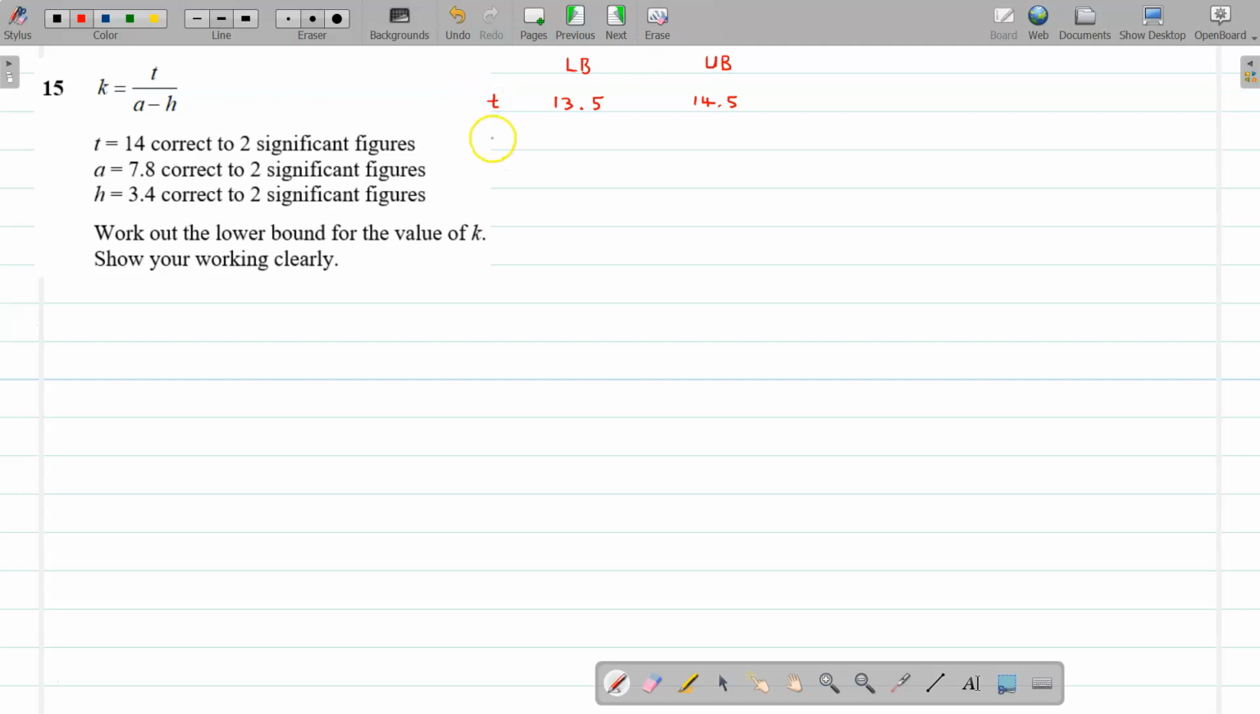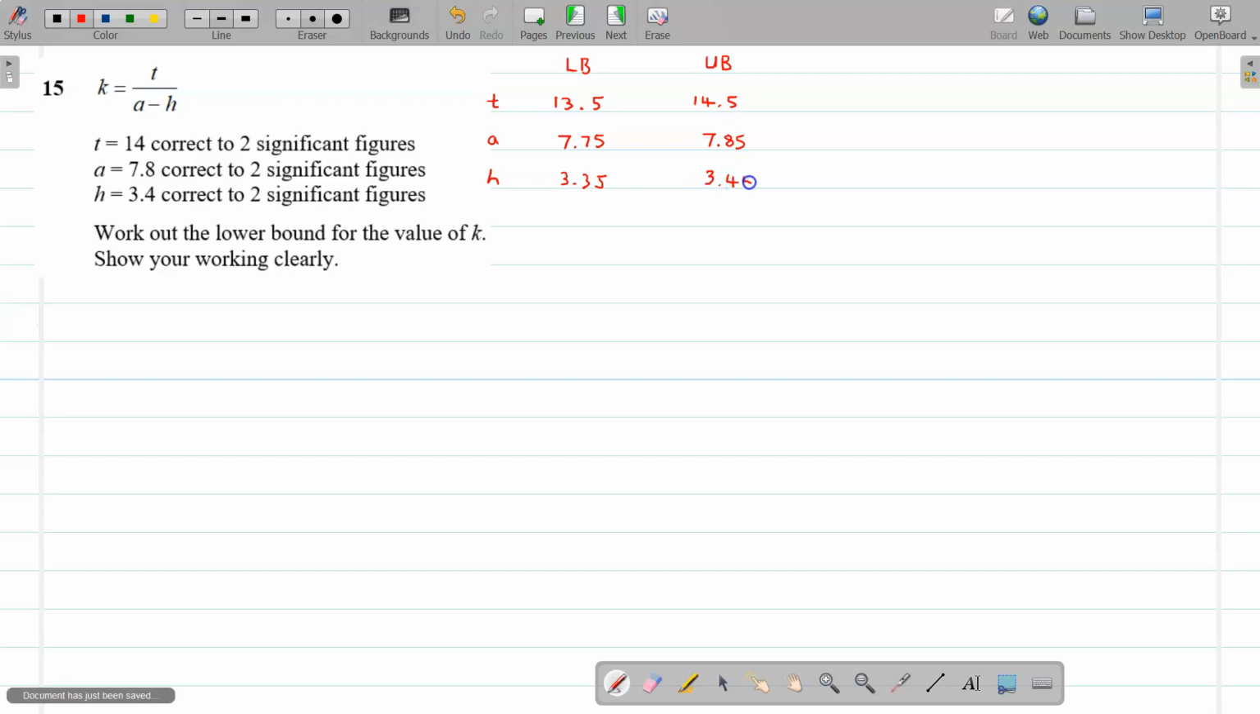Now we'll do one for A. Again, it's been given to two significant figures, so it could have come from 7.75 up to 7.85, anywhere in that range. Okay, and for H, again, two significant figures, so it could be 3.35 up to 3.45.